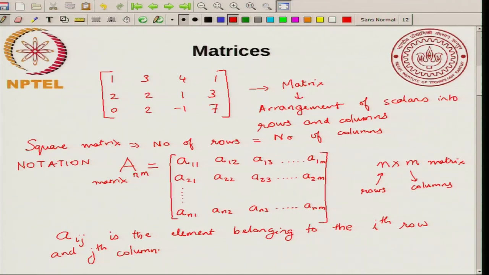We'll use capital letters to denote matrices and small letters with subscripts to denote the appropriate elements of matrices. Needless to say, a square matrix has m equal to n, so the number of rows equals the number of columns. It is typically denoted by a n n, an n by n square matrix. So this is the basic of matrix.